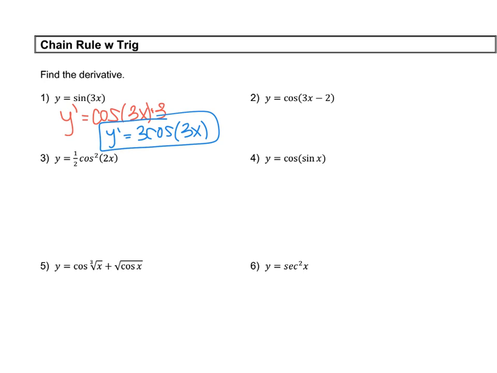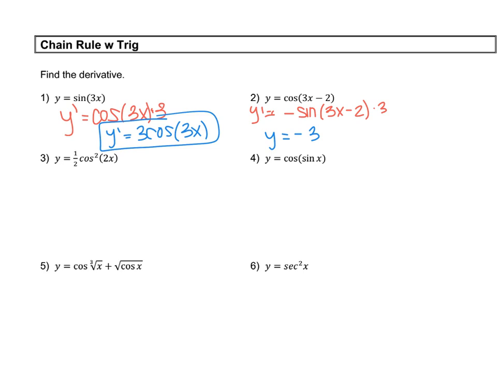Let's look at number 2. So here we're looking at the outside function of cosine of x. The inside function is 3x minus 2. So when we take the derivative of cosine, it is negative sine of x. In this case, because I have an inside function, I leave it the same. Negative sine of 3x minus 2. And then I'm going to multiply that whole thing by the derivative of 3x minus 2, which is 3. And then we would just rewrite that.